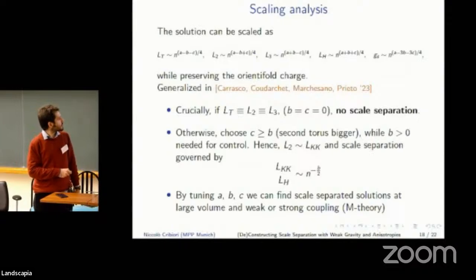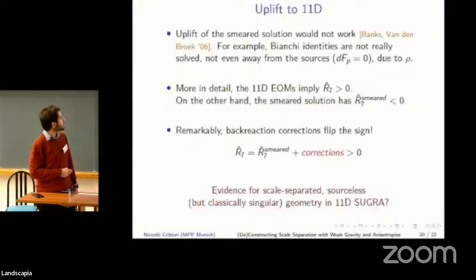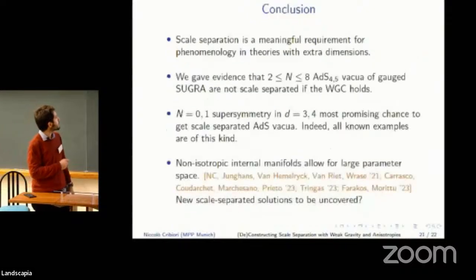Scale separation is controlled by one of these parameters, and indeed you can have arbitrary, parametric scale separation at both weak and strong coupling, because we can tune the other parameters here. Now, here I have a comment on the flip, but I think I will skip it for reasons of time.